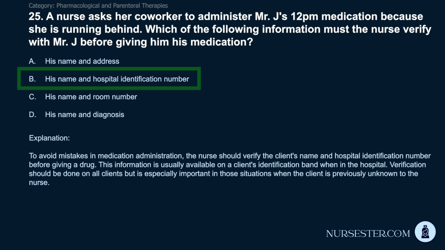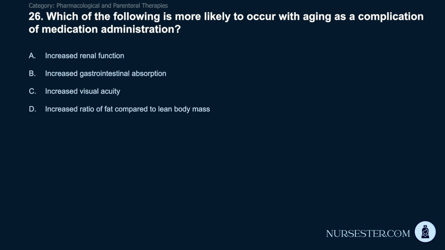Verification should be done on all clients but is especially important in those situations when the client is previously unknown to the nurse. 26. Which of the following is more likely to occur with aging as a complication of medication administration? A. Increased renal function. B. Increased gastrointestinal absorption. C. Increased visual acuity. D. Increased ratio of fat compared to lean body mass.